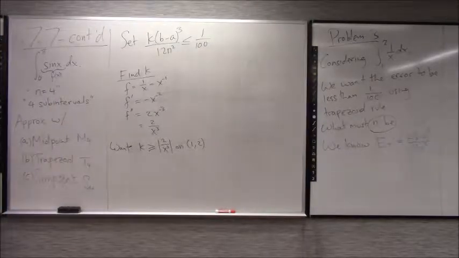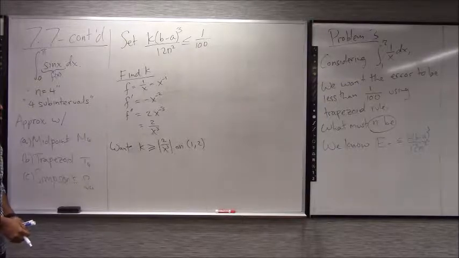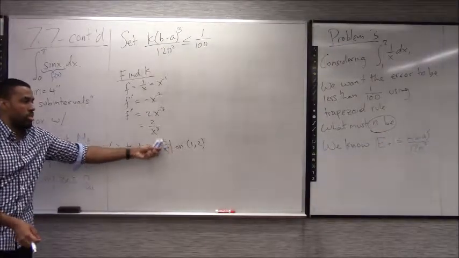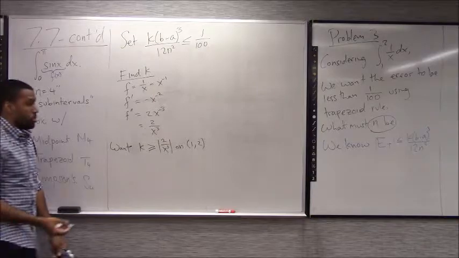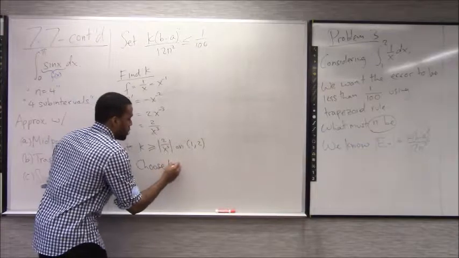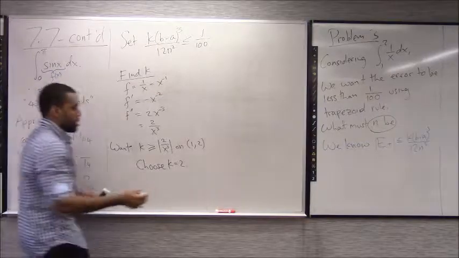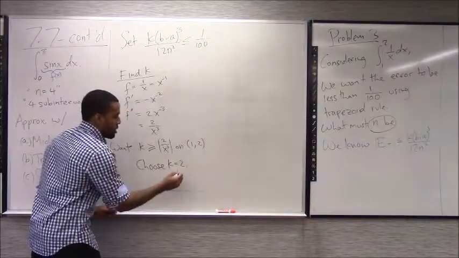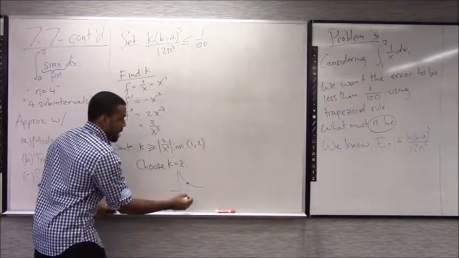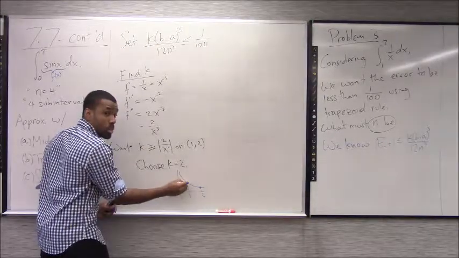Can you tell me such a number? What's the largest possible value of this function on that interval? It's actually 2, right? Notice that we choose k equals 2 here. Why? Because this is a decreasing function. If I look at 2/x cubed, the graph is going to look like this. It's going to be decreasing, so clearly its biggest value is going to happen at the 1, at this corner.